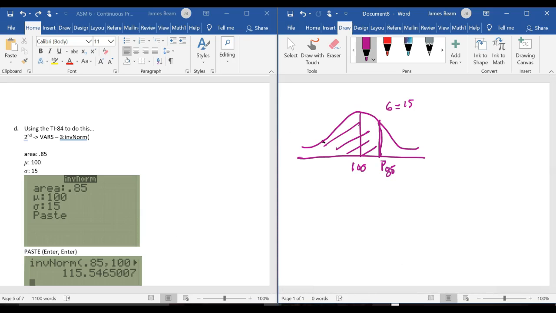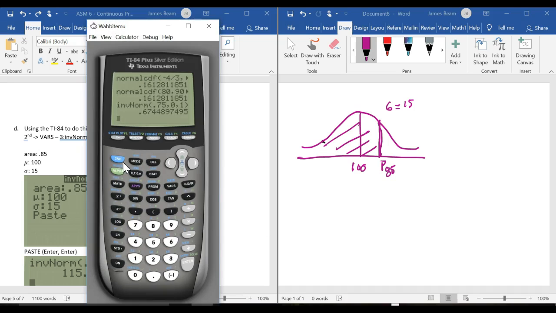So this is pretty simple. I go in, I go second vars, invert the norm. I want the area to the left of my value to be 85%, the mean to be 100 with a standard deviation of 15. Hit paste, I hit enter, and it tells me that if I have an IQ score of 115.6, right, rounding up, I would definitely be better than 85% of the people in the world, right, or in my population.